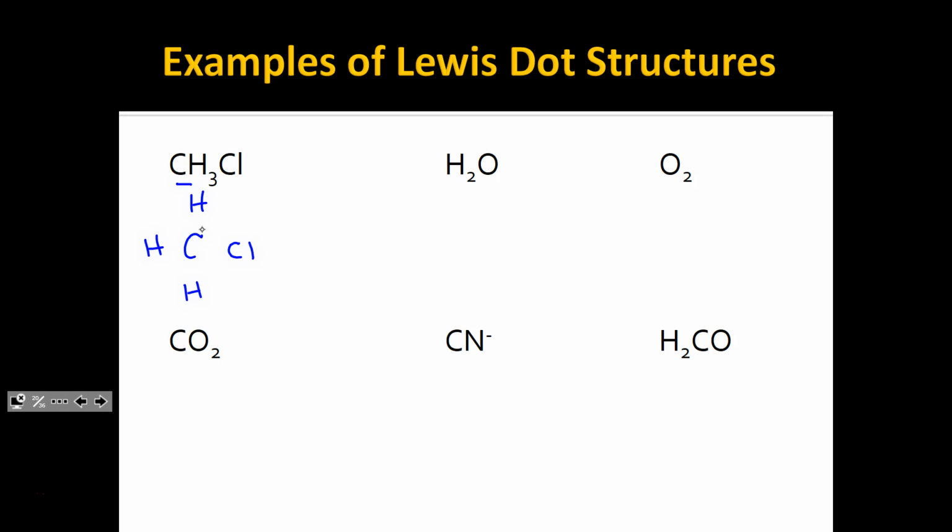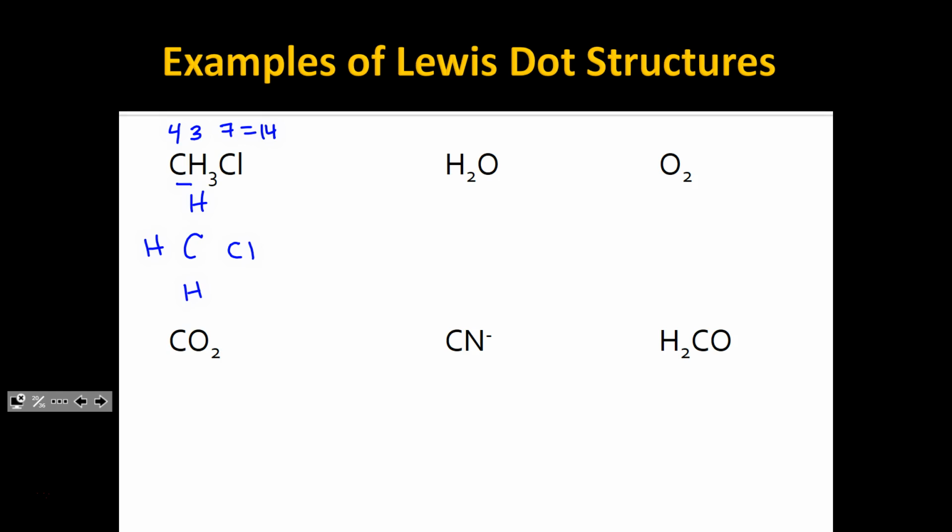So the next step then is to count up my number of valence electrons. Carbon has 4 valence electrons. Hydrogen has 1 valence electron, but there are 3 of them, so total there are 3. And then chlorine has 7. So total, we have 14 valence electrons to use. So that means our Lewis dot diagram that we draw needs to have 14.